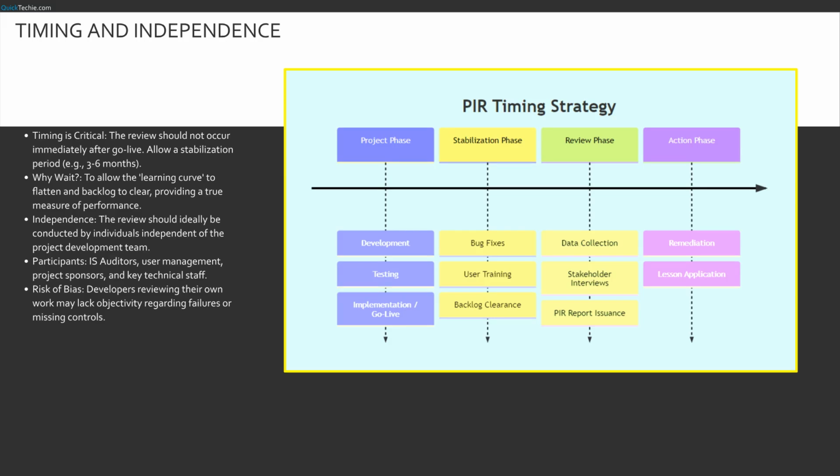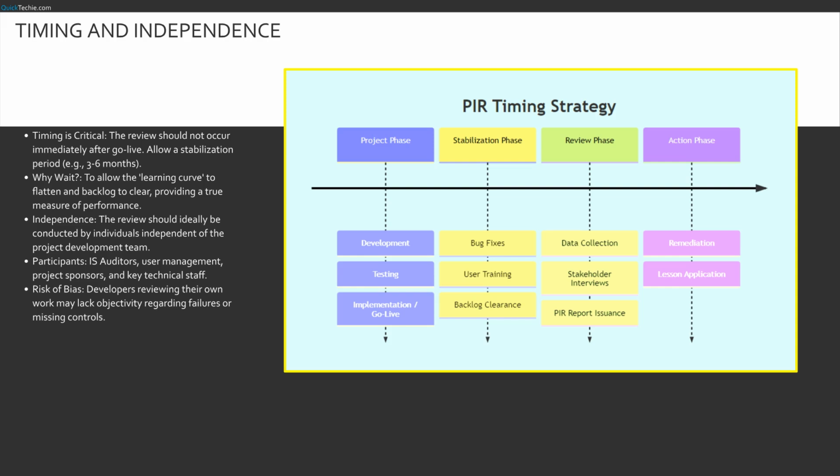Timing and independence are the 2 pillars of a credible PIR. When do you do it? Not the week after launch. You must wait for the stabilization period. Users need to overcome the learning curve, and the initial bug-fixing rush must subside. Typically, this is 3 to 6 months post-implementation, though it can vary.